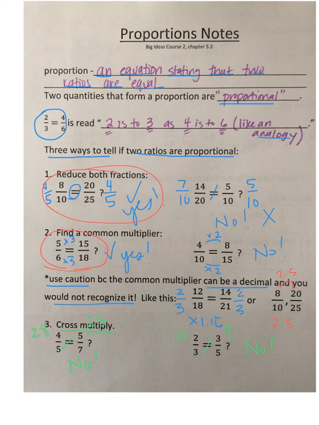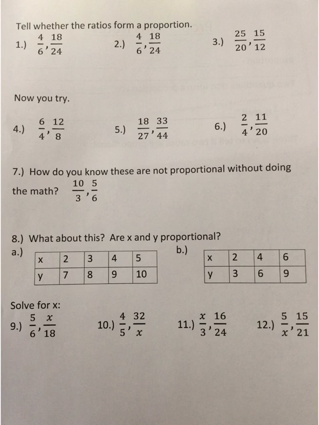Let's go to the back of the page. Tell whether the ratios form a proportion. So now we're practicing our ways. Let's reduce them both and try that way. This would be 2/3. This would be 3, let's see, 6 goes into 18 3 times, 6 goes into 24 4 times. So 2/3 and 3/4 are not equal. So you would say does not equal, or you would say no.